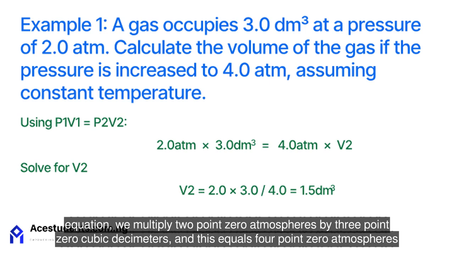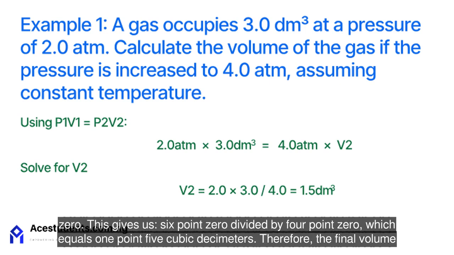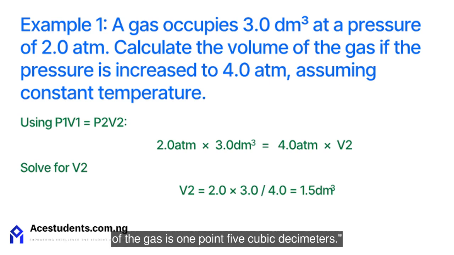Substituting the given values into the equation, we multiply 2.0 atmospheres by 3.0 cubic decimeters, and this equals 4.0 atmospheres multiplied by the final volume. To isolate the final volume, we divide the product of 2.0 and 3.0 by 4.0. This gives us 6.0 divided by 4.0, which equals 1.5 cubic decimeters. Therefore, the final volume of the gas is 1.5 cubic decimeters.